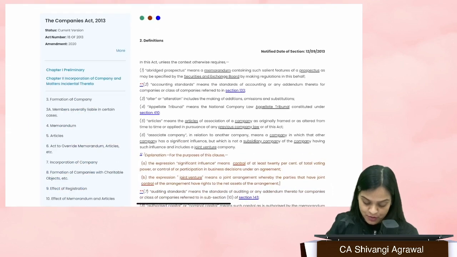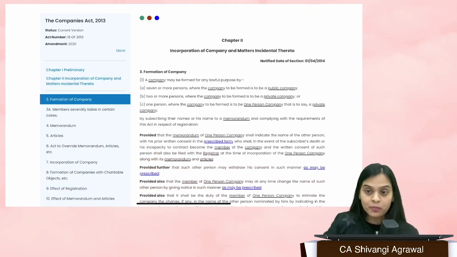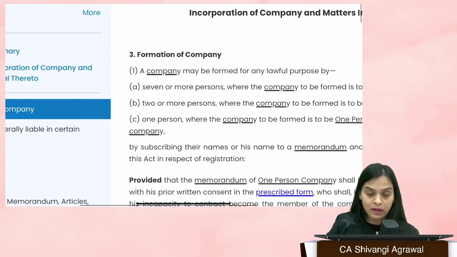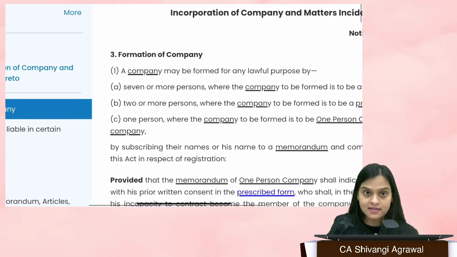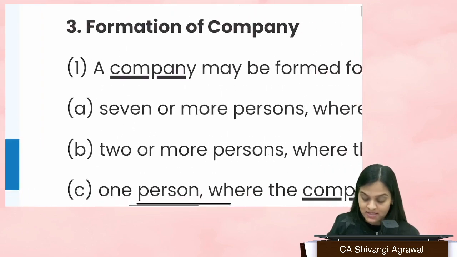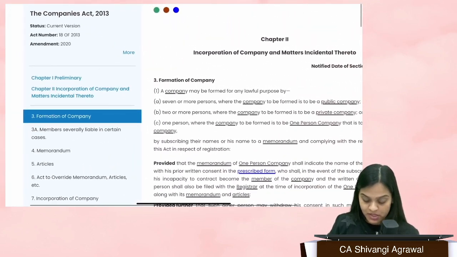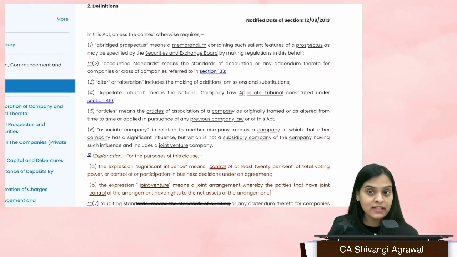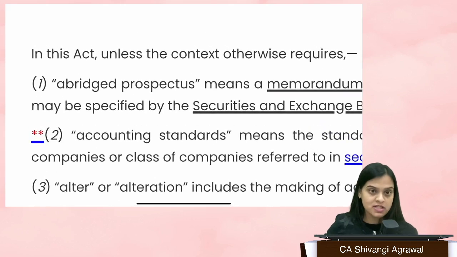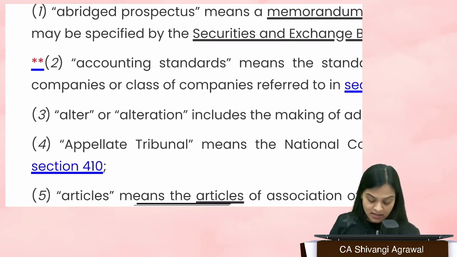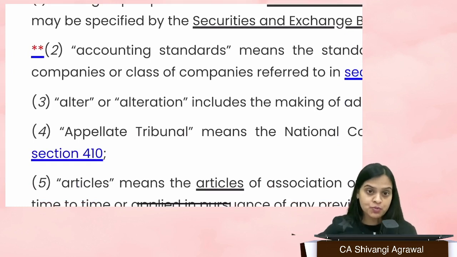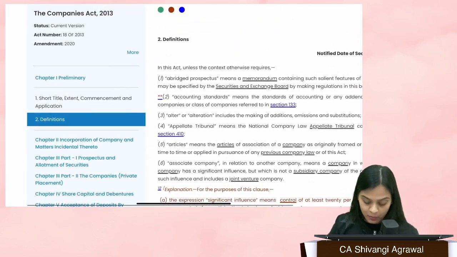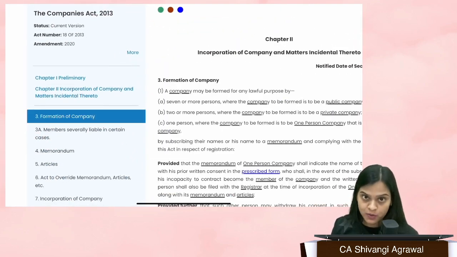If I take you over here, section 3, there is no baseline. This is the heading of section 3, formation of company, and immediately subsection 1 starts, right? You can see over here. Subsection 1 starts: a company may be formed for any lawful purpose. When we are talking about clauses, they all will be independent and not connected to each other. So when we are talking about definitions, the first clause is abridged prospectus means. The second clause is accounting standards mean. The third clause is alter includes. Appellate tribunal means. So they're all definitions and independent points. They're not connected to each other. But when we are talking about subsections, they will be connected to each other.